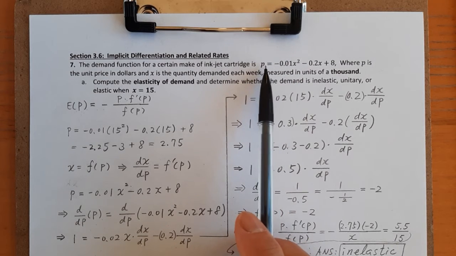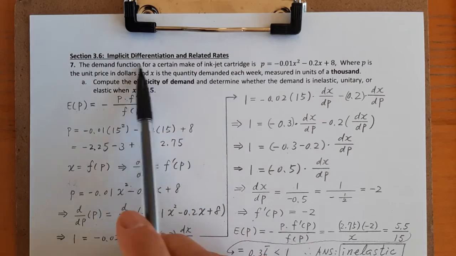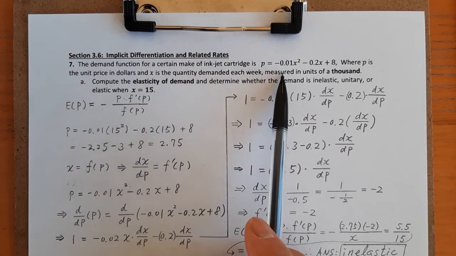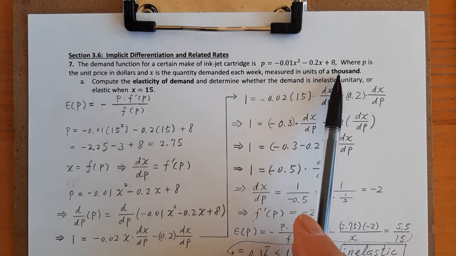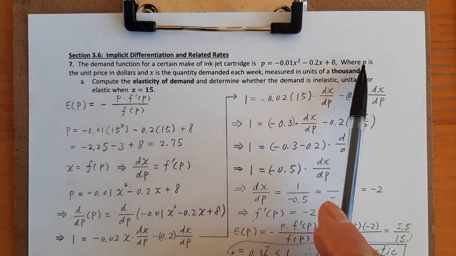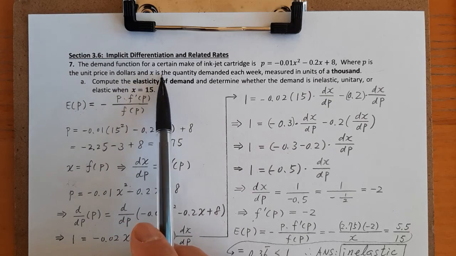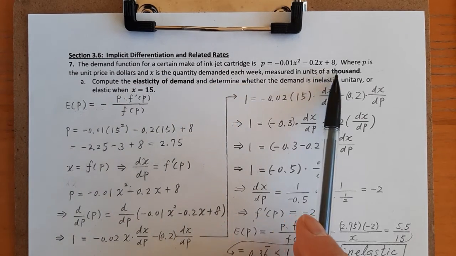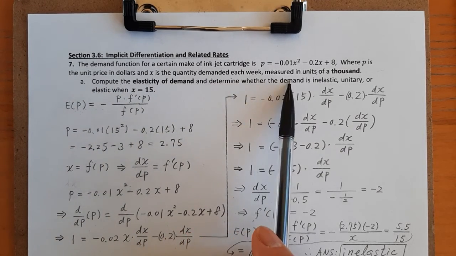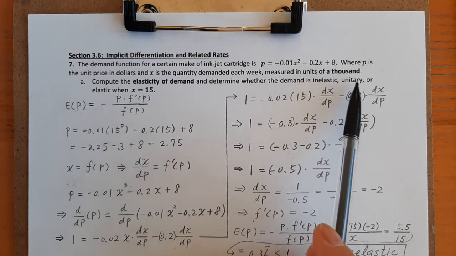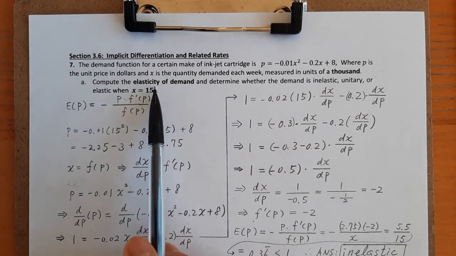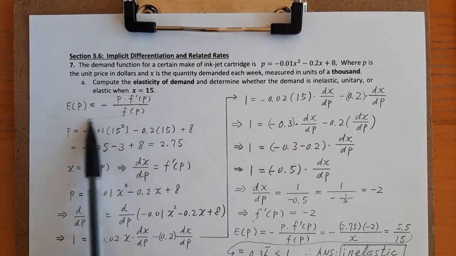This is the demand function, measured in units each week, and P is the unit price in dollars. x is the quantity demanded each week, measured in thousands. Compute the elasticity of demand and determine whether the demand is inelastic, unitary, or elastic when x equals 15. So the elasticity formula is this.